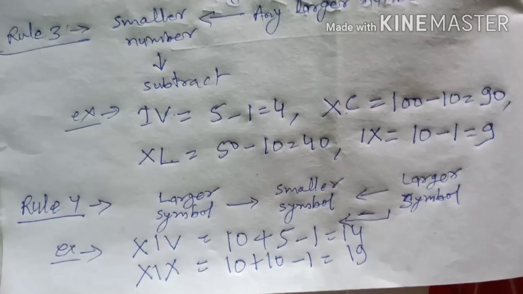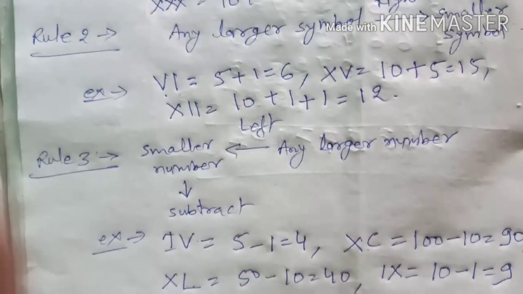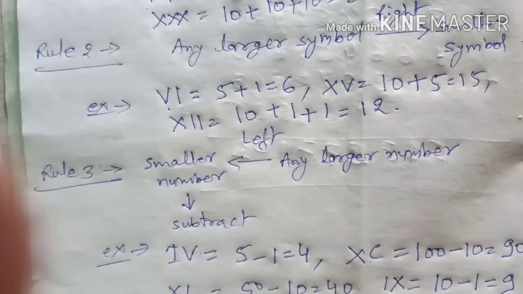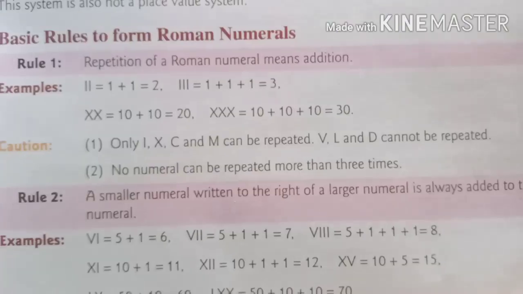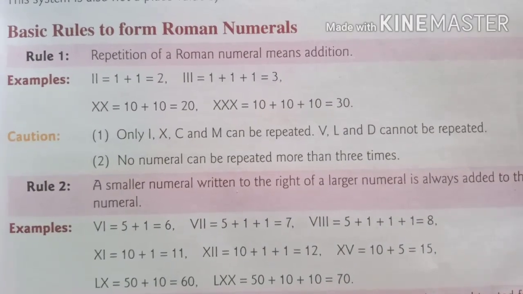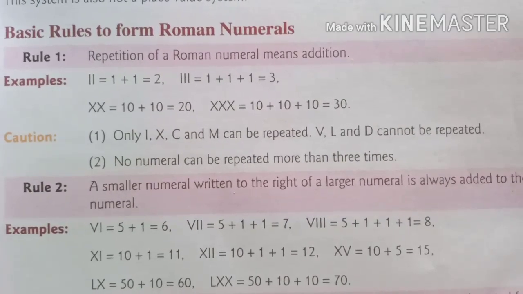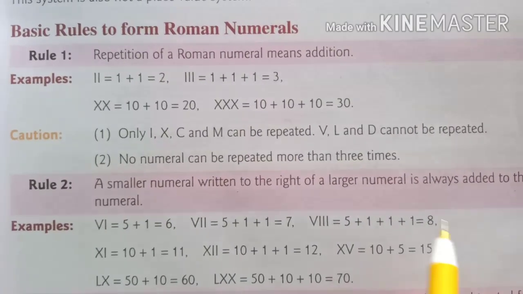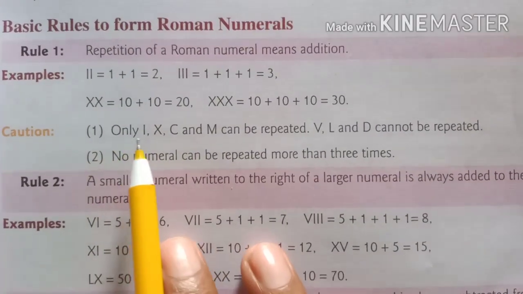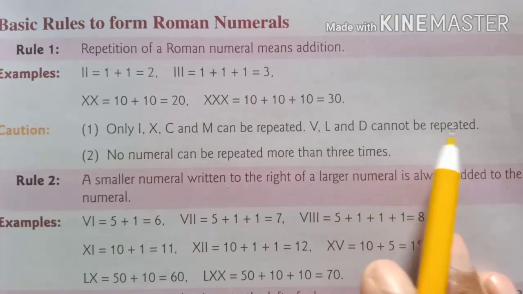Now there are some restrictions, guidelines are also that are to be kept in our mind when we form Roman numerals. What are they? Now we read that. See students, as I am telling you, there are some cautions, restrictions also that we have to use when we form Roman numerals. Like, see, caution 1. These are restrictions. Only I, X, C and M can be repeated. V, L, D cannot be repeated.